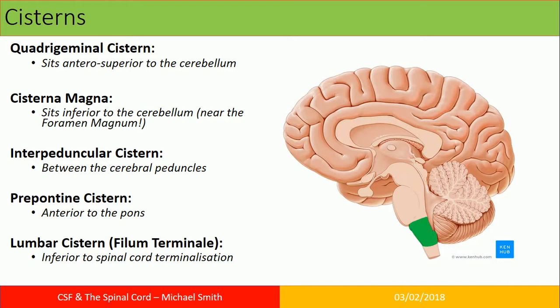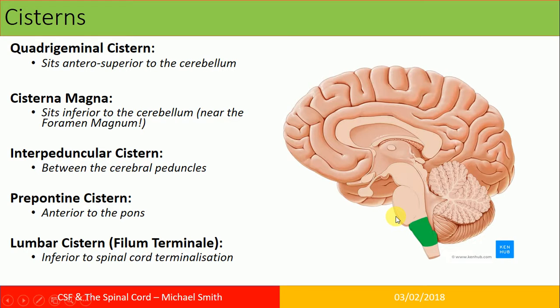So the cisterns we have are our quadrigeminal cistern, which sits just here, anterosuperior to our cerebellum, our cisterna magna, which sits below our cerebellum just here, which is next to our foramen magnum that our brainstem and spinal cord pass through. We have our interpeduncular cistern, which sits just between our cerebral peduncles, which sit at the anterior part of our midbrain. So that's just here. And we have our prepontine cistern, which sits just anterior to our pons here.